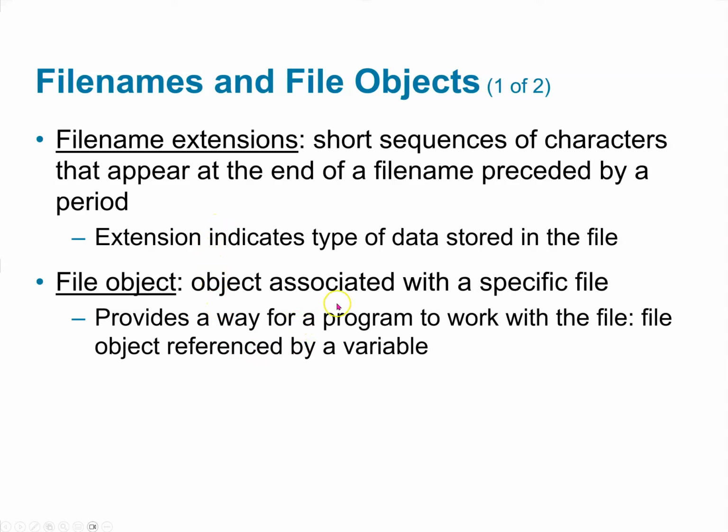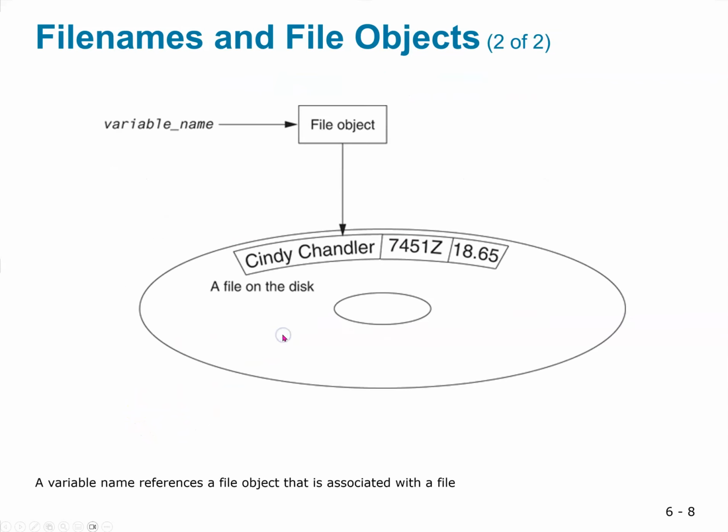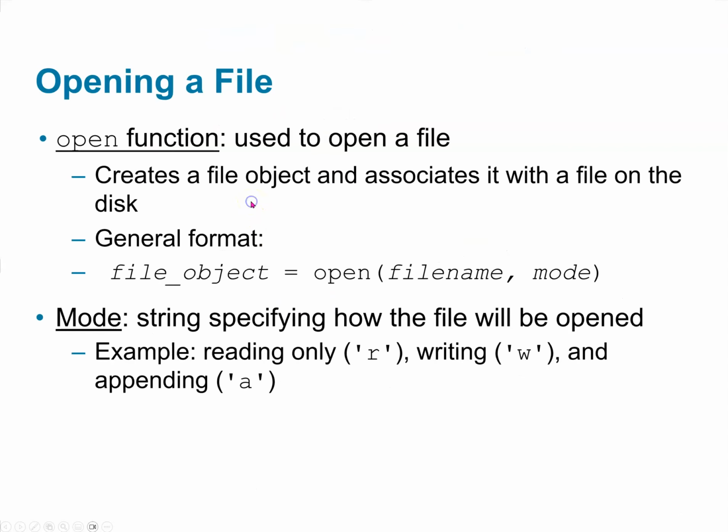A file object is an object in code associated with a specific file, and it provides a way for a program to work with the file. The file object is referenced by a variable. So here would be a variable named file object, and it points to a file on disk or other storage.